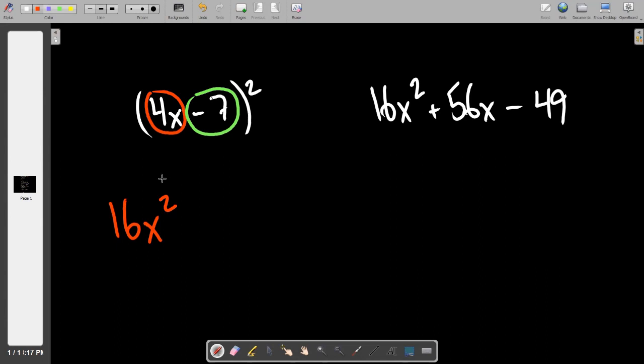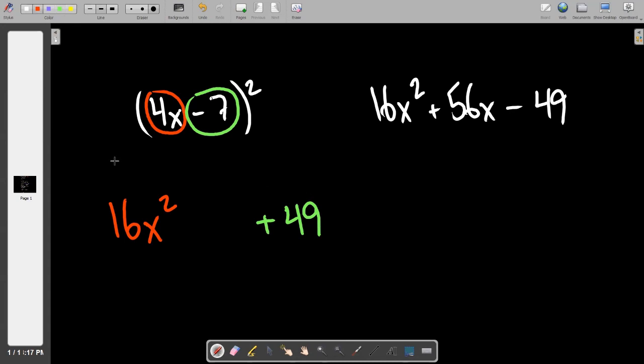Take the green thing and square it. What do you get? You 100% get positive 49. Let's think about this for a second.